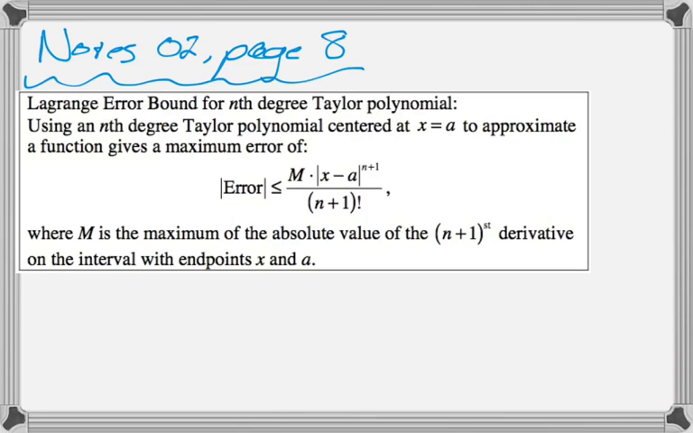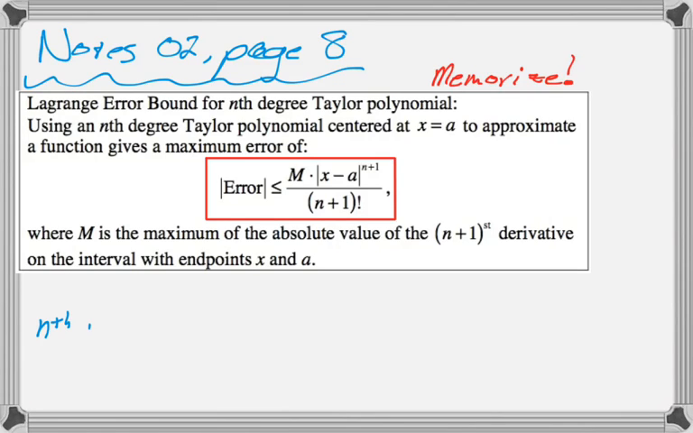So using the nth degree Taylor polynomial centered at x equals a to approximate a function gives a maximum error of, so it's the absolute value of the error, because you might be over, you might be under, we don't really know, is less than or equal to M, which I think is called M because it's mysterious. Probably not, but it's kind of mysterious. So it's M times the absolute value of x minus a to the n plus 1, all over n plus 1 factorial. So a lot going on there. So you're going to memorize that like right now.